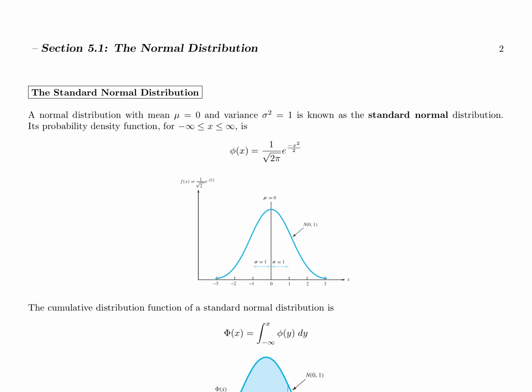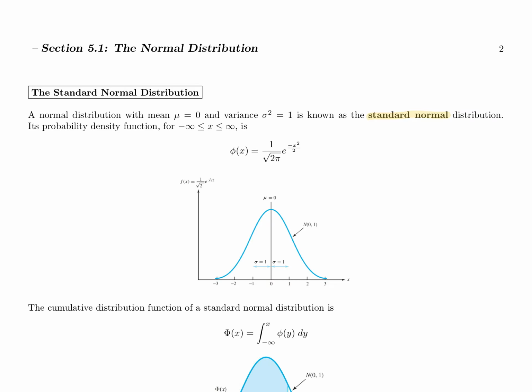Given that we now know what the normal distribution looks like, let's talk about what a standard normal distribution looks like. The normal distribution that has a mean of 0 and a variance sigma squared of 1 is known as our standard normal distribution. This is one that comes up quite a lot. Its probability density function, for all real x, where x is between negative infinity and positive infinity, is phi of x equals 1 over the square root of 2 pi times e to the negative x squared over 2.